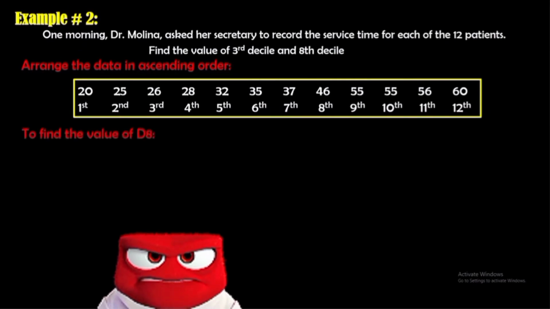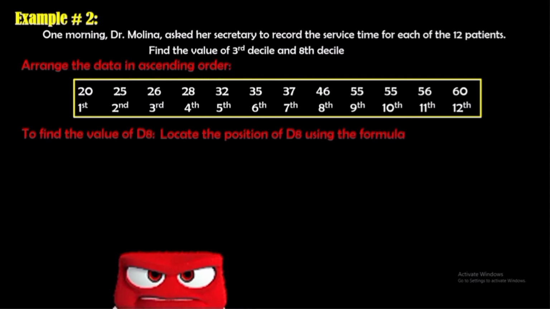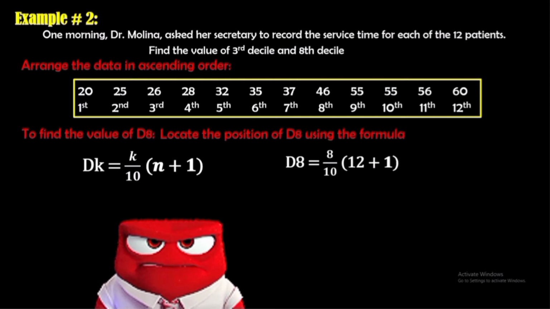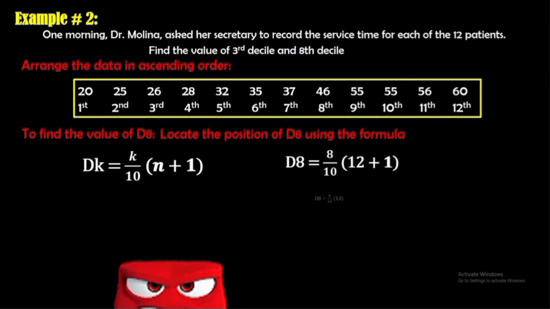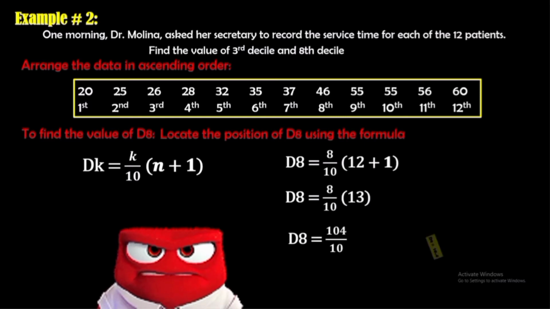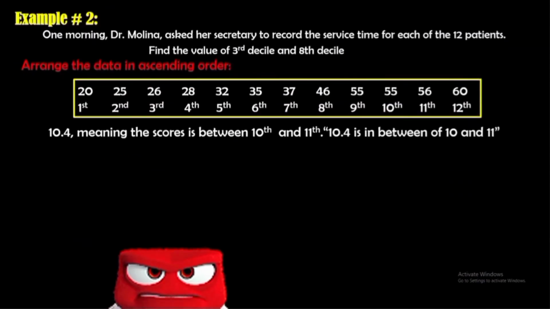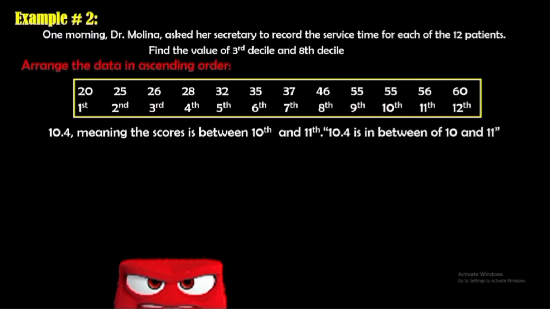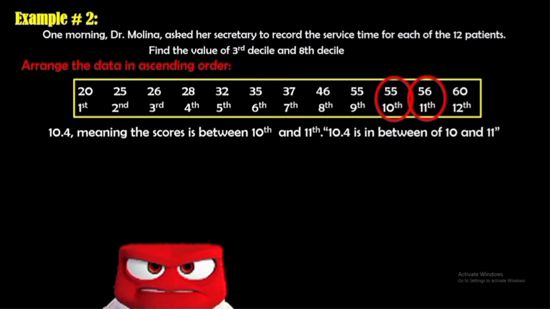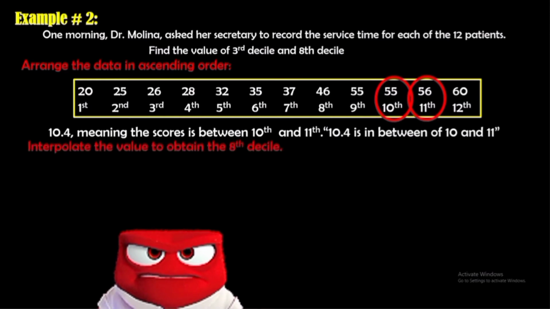To find the value of the 8th decile, locate the position of the 8th decile using the formula. Now here is the formula. Substitute the given data. 12 plus 1 is 13. 104 divided by 10. Our 8th decile is 10.4, meaning the score is between the 10th and 11th. 10.4 is in between 10 and 11. Interpolate the value to obtain the 8th decile.